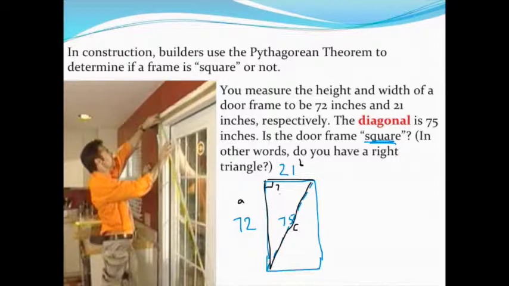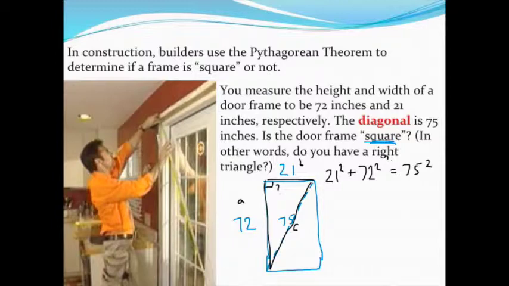So let me set up a little Pythagorean theorem equation right here. I've got 21 squared plus 72 squared, and then that needs to be equal to, I don't know if it is, so I'm going to put a little question mark above it, 75 squared if that is indeed a right triangle. So let's go ahead and square these numbers and see what ends up happening.